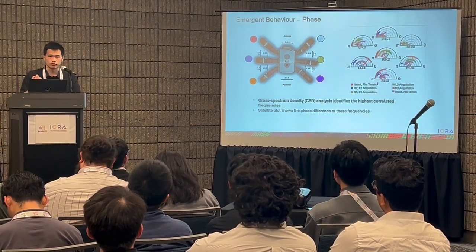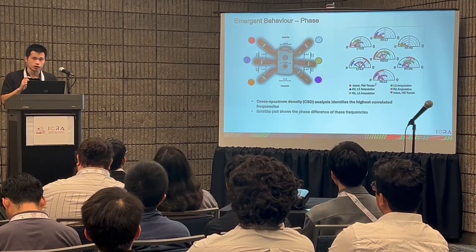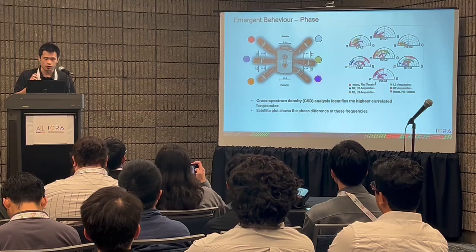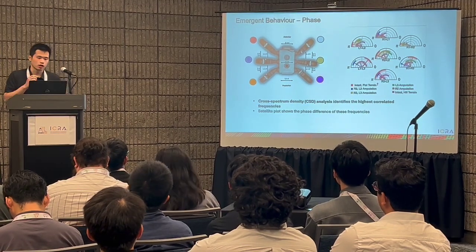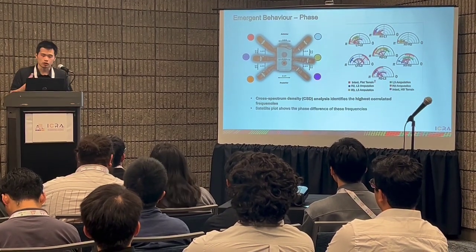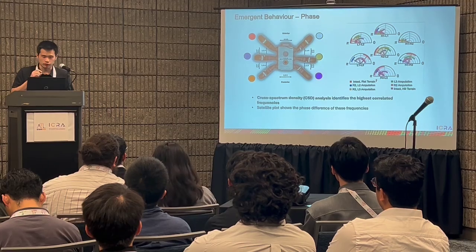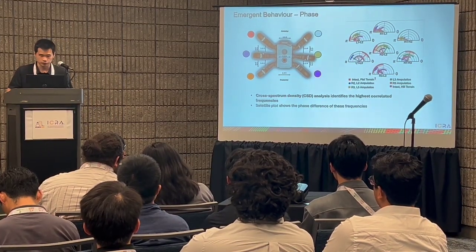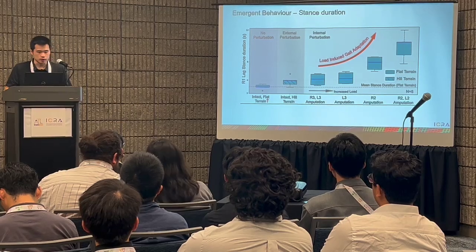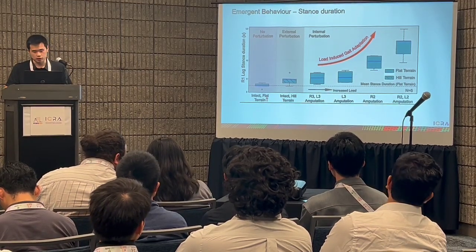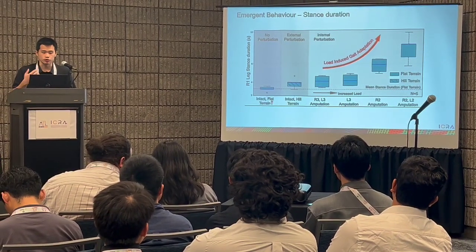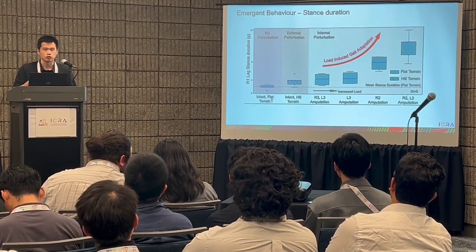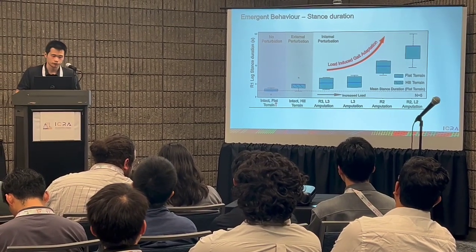A phase difference of 0 means the leg pairs are perfectly in sync, and a phase difference of pi means they are alternating. And in our case, with DNLC, almost all of the immediate neighboring leg pairs are able to achieve more out-of-phase behavior. And the second emergent behavior is stance duration, and we noticed that with increased load, the stance duration of each leg becomes longer, and this is also observed in biology.